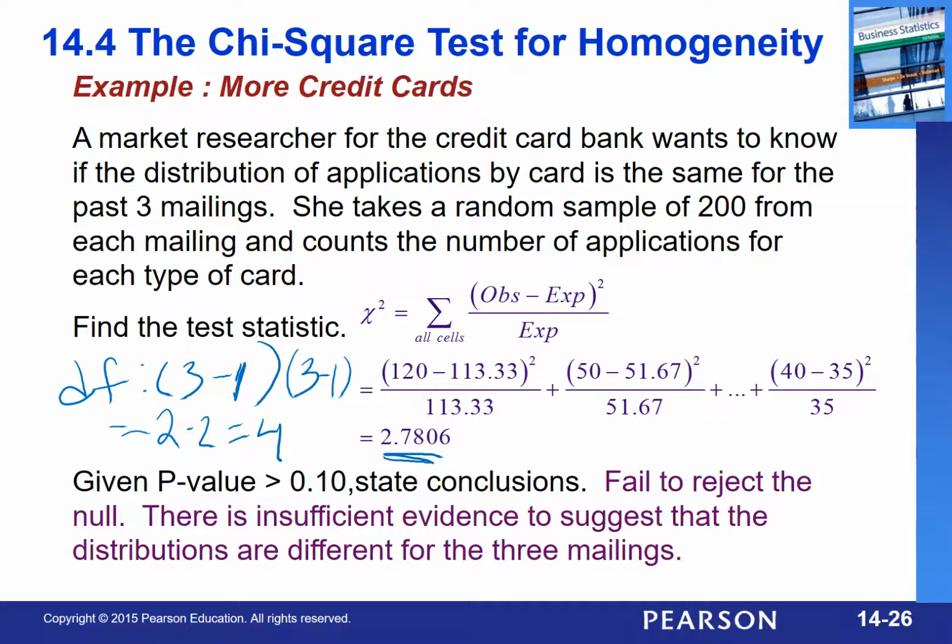Anyway, so we're going to fail to reject the null. We're not going to be able to say much other than there's insufficient evidence to suggest that the distributions are different for the 3 mailings. They appear to be producing the same amount of customers for each. So mailing out different things didn't make a difference. Darn.